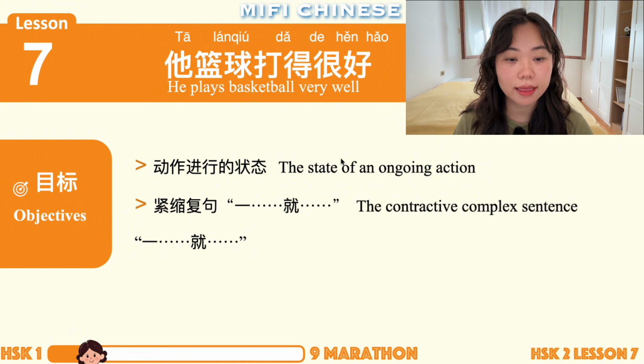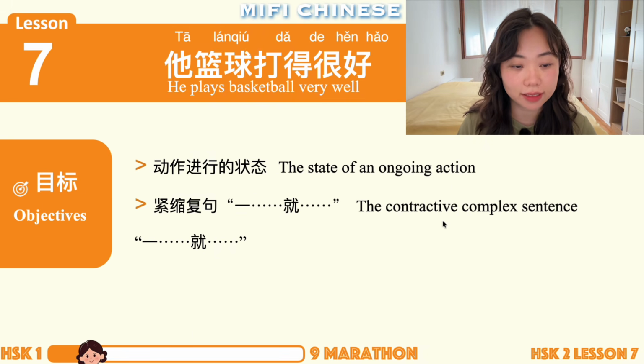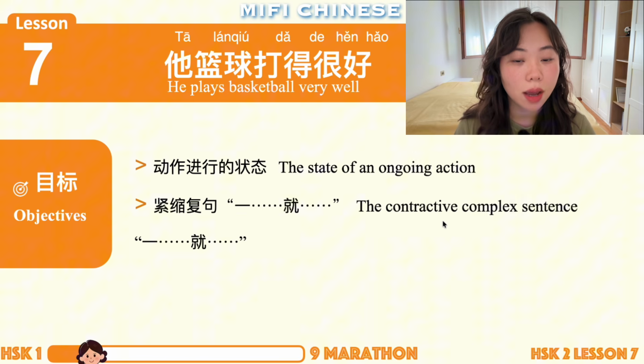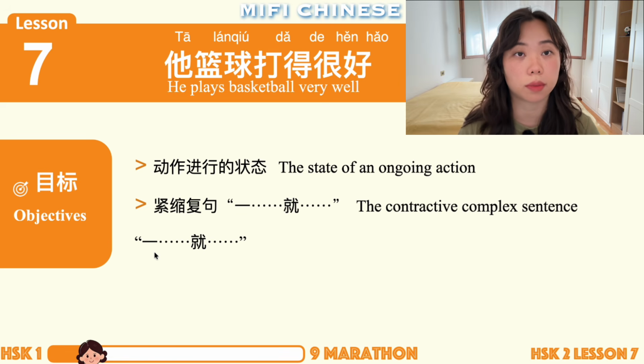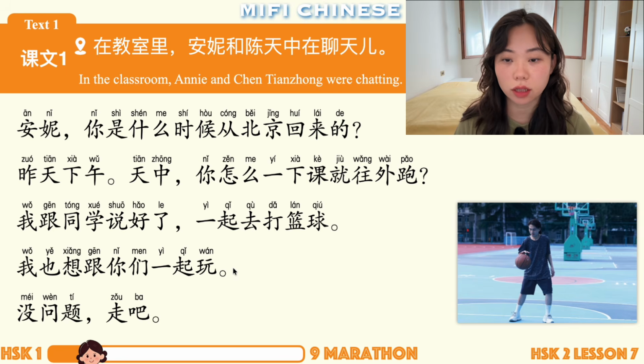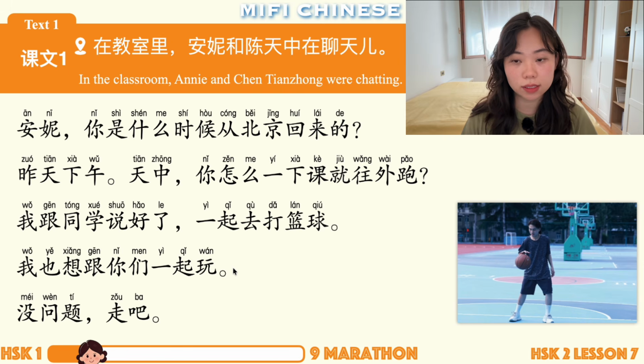All right. First of all, let's see the main objectives, main language points of this lesson. First, we will learn the state of an ongoing action, and then we will learn the contrastive complex sentence. Okay, you don't have to memorize this name, but just to know that we will learn a new fixed pattern, which is 一 something, 就 something. Okay, we will explain that in detail later. Right, first, let's listen to the text first.